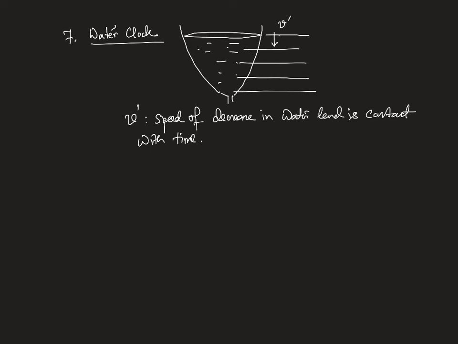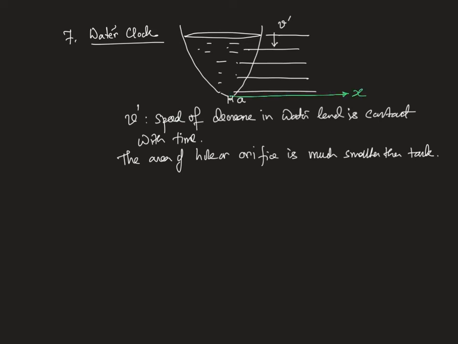So the hole in the clock has a cross section, say small a. The area of the hole or orifice is much smaller than that of the tank, the cross section of the tank. Now suppose I draw the x axis here and the y axis here, right?